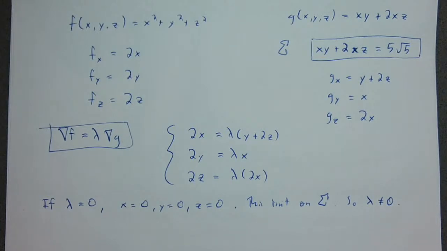Why did I go through the hassle of showing that? Because I want to be able to divide by it, so that I can figure out what these variables are in terms of lambda, by dividing by it.